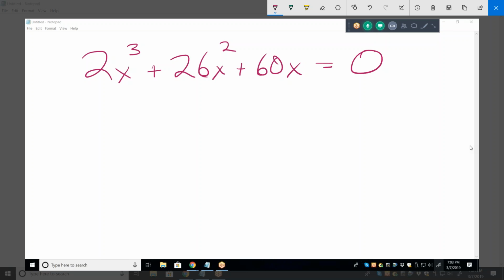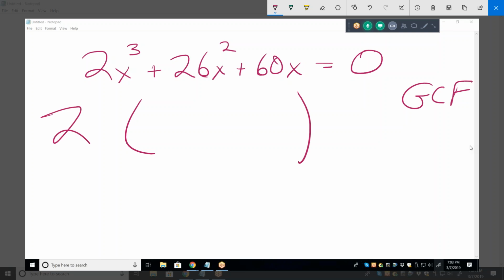Greatest common factor. Okay. You're correct. That is the very first step. What is the greatest common factor? And consider both the number and the variable. 2x. Good. What does that leave behind? By that I mean, what must be inside my parentheses such that when it's multiplied by 2x, it equals what we started with?